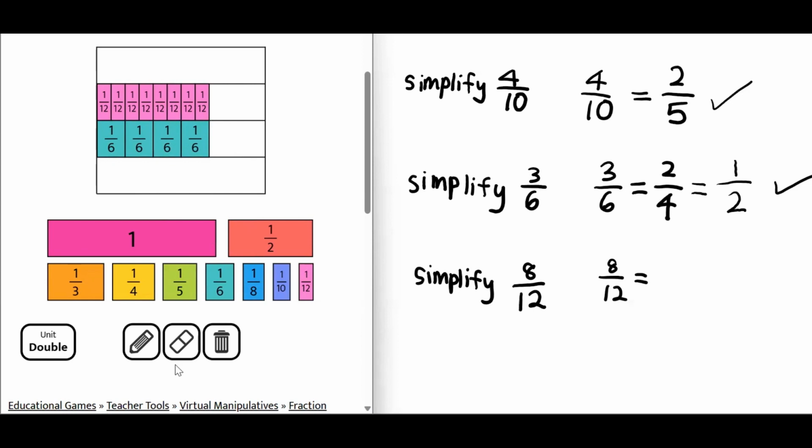So let me write this down first. I have 4 pieces of 1/6, which means this is 4/6. Okay, now let's check. Is 4/6 in the simplest form? Can 4 and 6 divide by any other number such that my numerator and denominator is smaller? Actually, it can, which means that I need to continue.